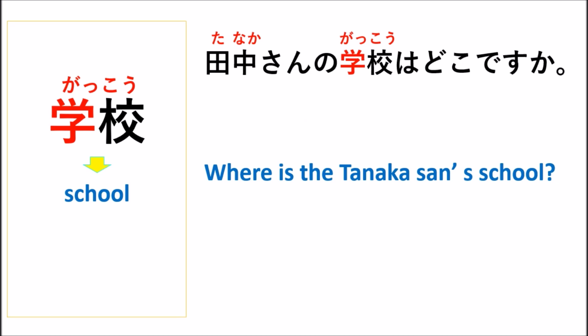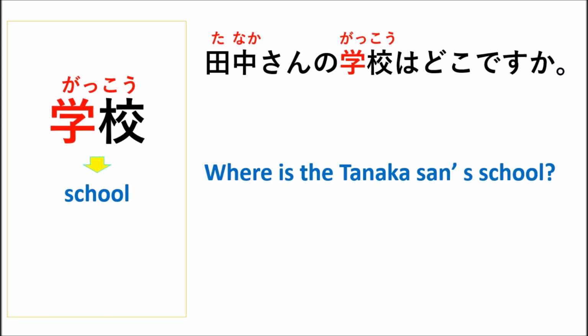Watashi no gakko wa daikaku no mae ni arimasu. Which means, my school is in front of the university. So when you want to explain something, you should know the places near your school, for example, in front of the university or near the university. So you can say, watashi no gakko wa daikaku no chikaku ni arimasu, which means my school is near the university.